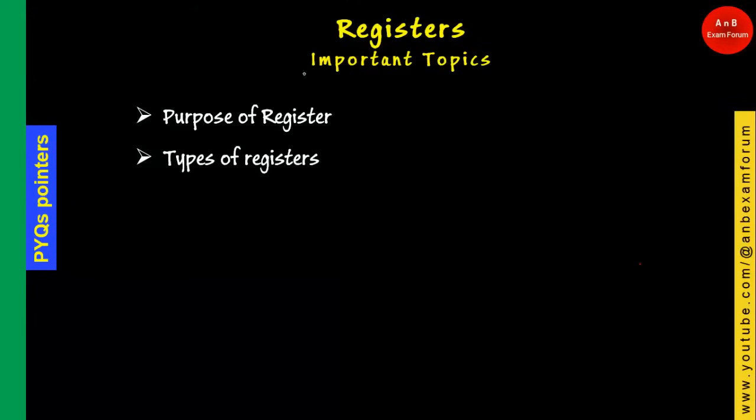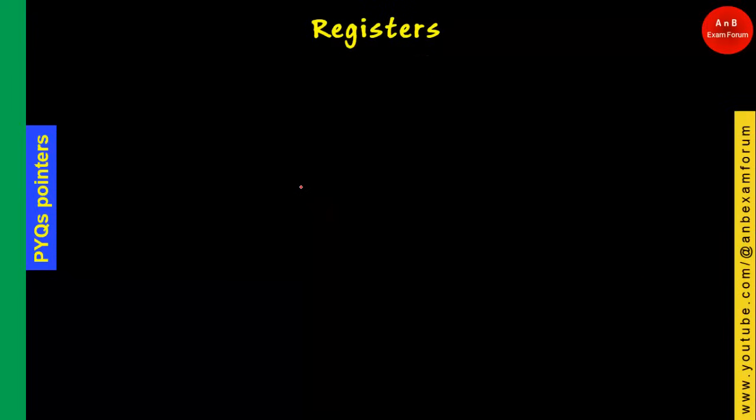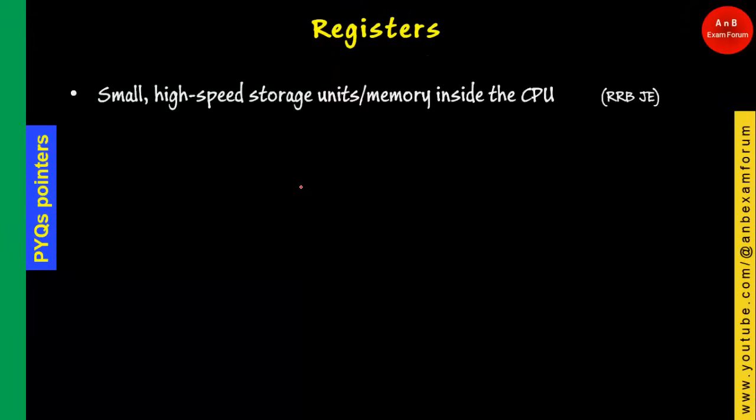The next topic is registers, and in the registers these are the two important topics. The first one is what is the purpose of register and what are the different types of registers which are commonly found in the computers. Okay, so what exactly are registers?